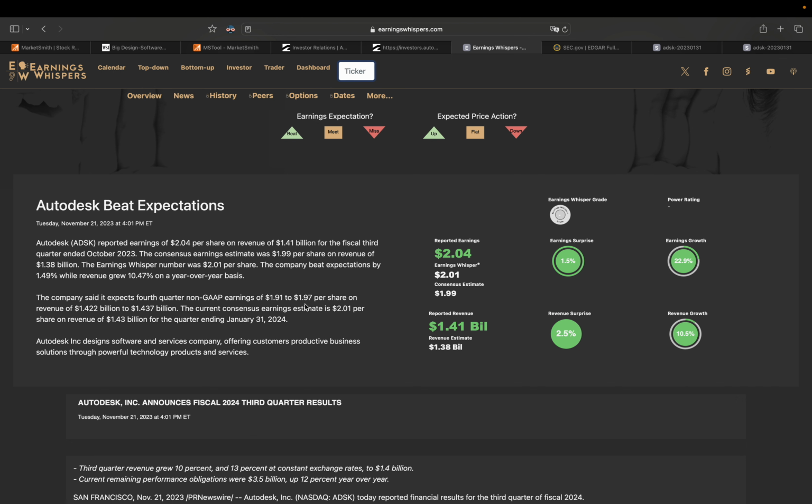Obviously expected. Okay, so guidance is $1.91 to $1.97 per share for revenue of 1.42 to 1.437 billion, and the current consensus was 2.01, so it's lower than the consensus, right? Consensus for revenue is 1.343. So 1.43 is, I think, right around the middle of the range that they have given. So the guidance EPS is a little bit weaker. Okay.